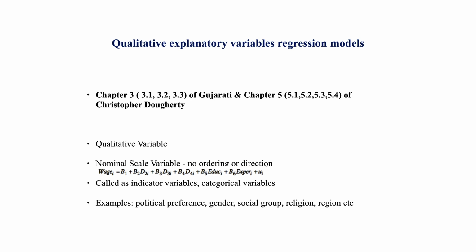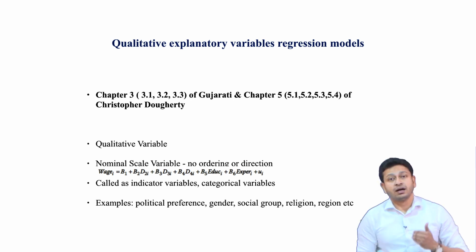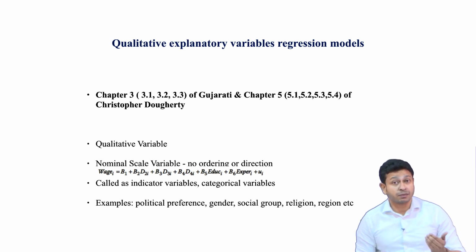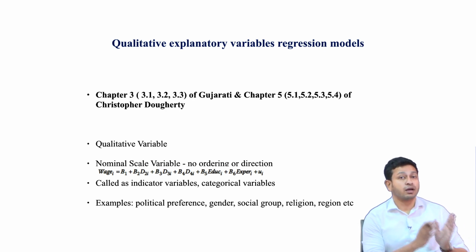Now, as I said, it's a qualitative variable. It is also called a nominal scale variable because there is no ordering done, there is no direction. It is also called an indicator variable, and because it represents different categories, it is called a categorical variable. Because of this qualitative nature, we always enumerate the impact of one dummy variable with respect to one reference dummy variable.